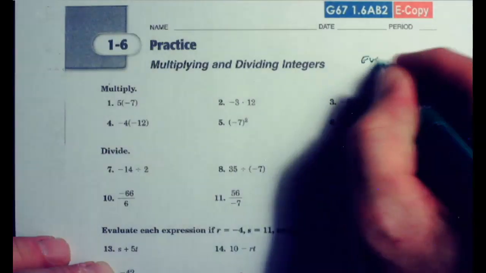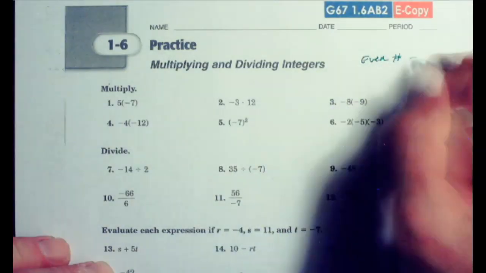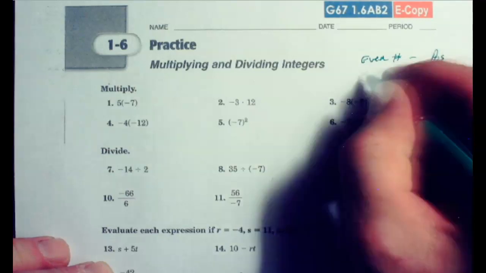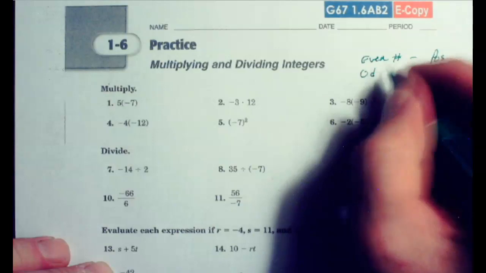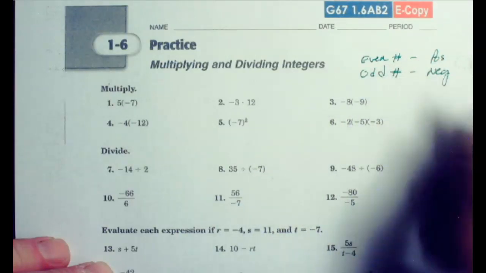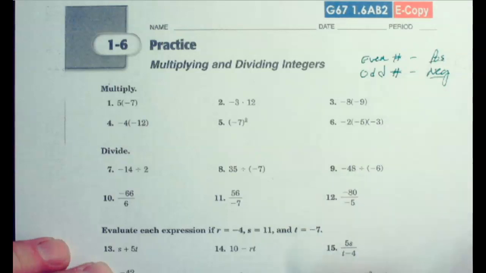If we have an even number of negative symbols, we are going to have a positive quotient or product. If we have an odd number, we are going to have a negative quotient or product.